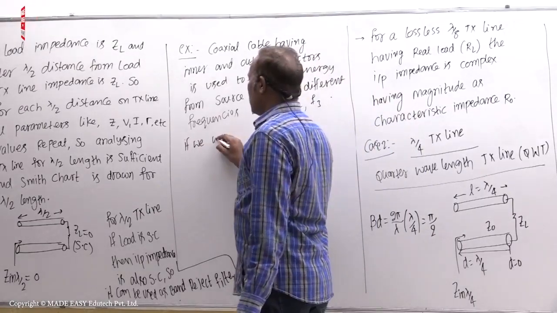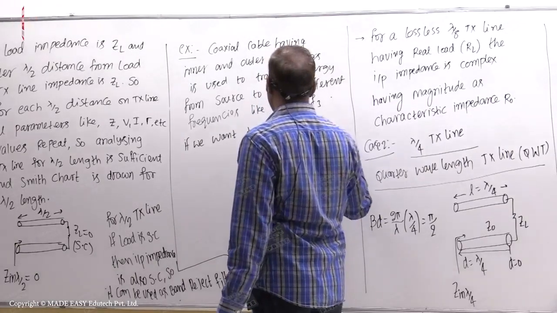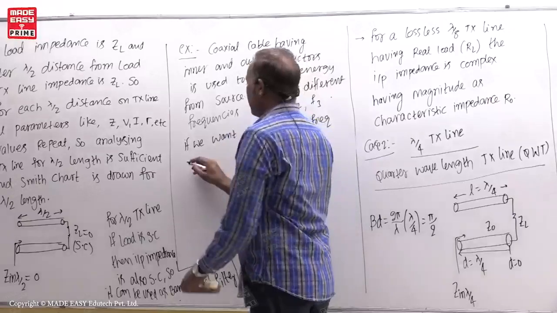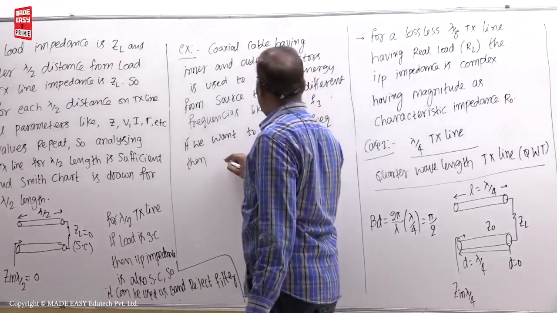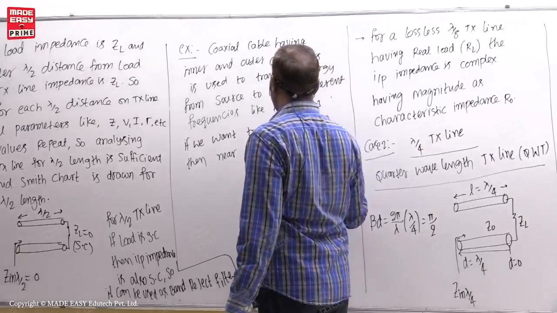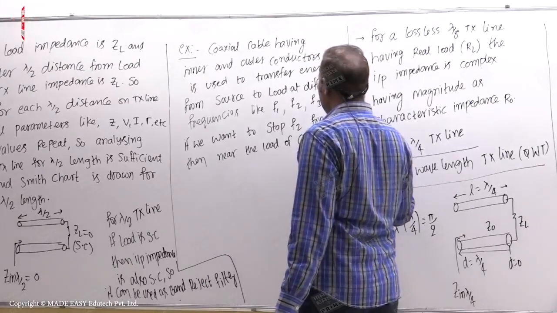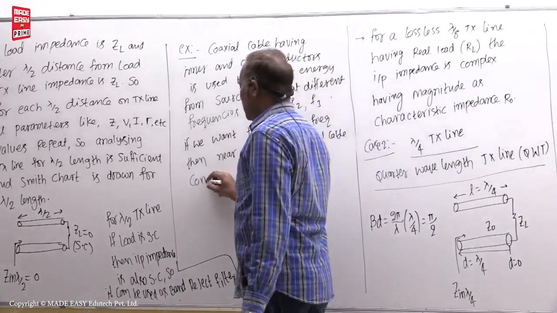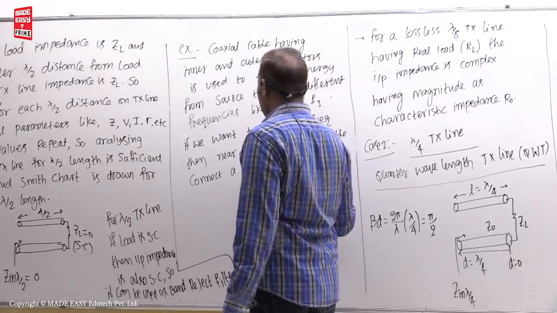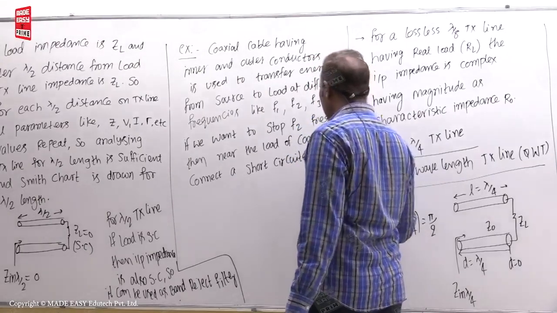If we want to stop the F2 frequency, then near the load of the coaxial cable, connect a short circuited lambda 2 by 2.